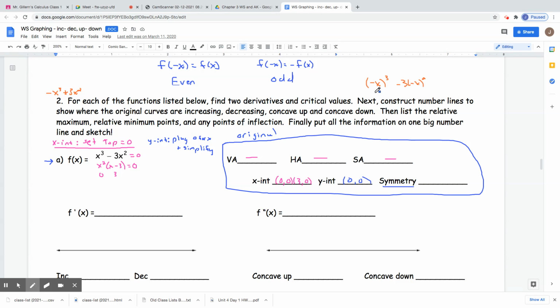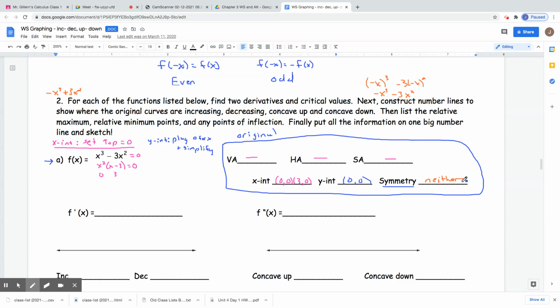So negative x cubed, that's going to stay negative. This negative x squared goes positive, but times a negative, it's negative. So I get negative x cubed minus 3x squared. That's not the original, and it's not the opposite, because this is negative positive, this is negative negative. So the symmetry is neither.